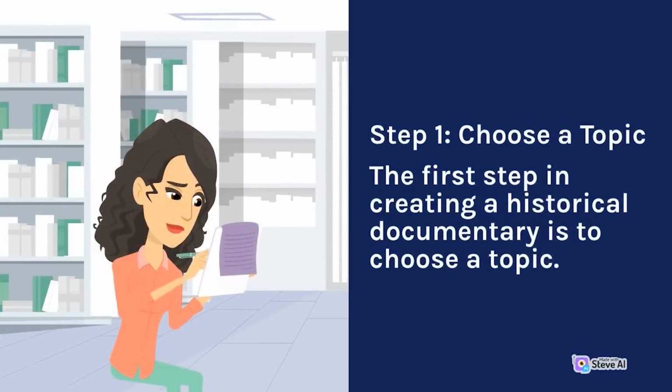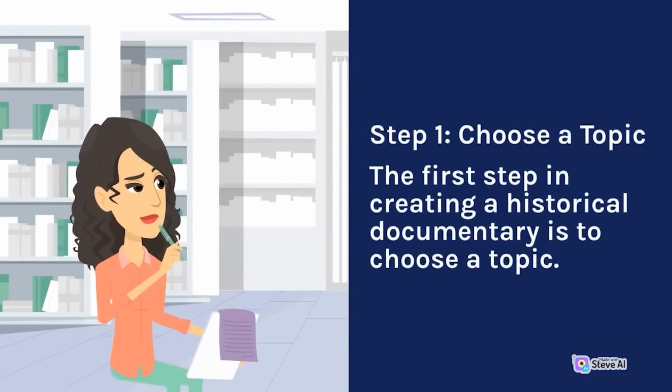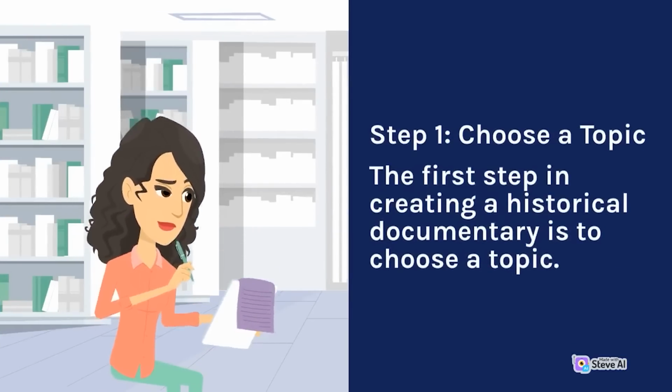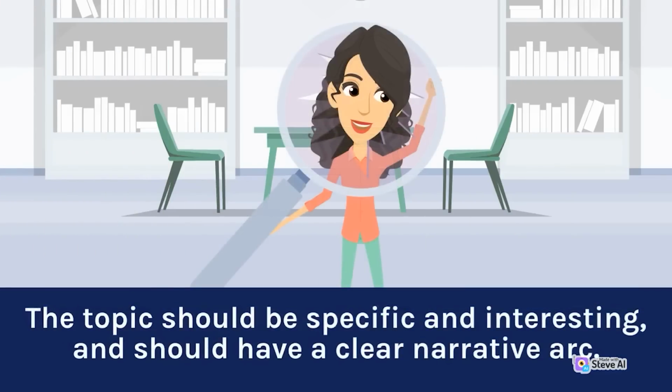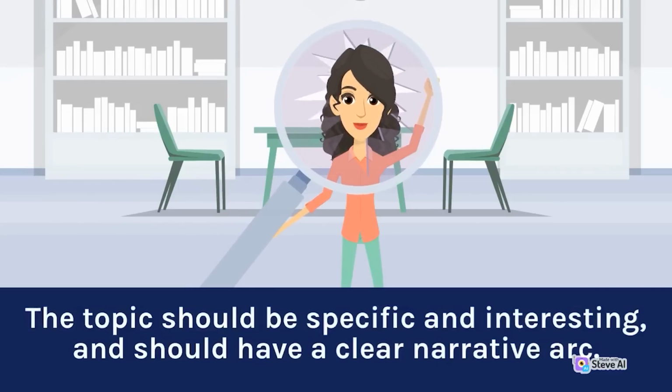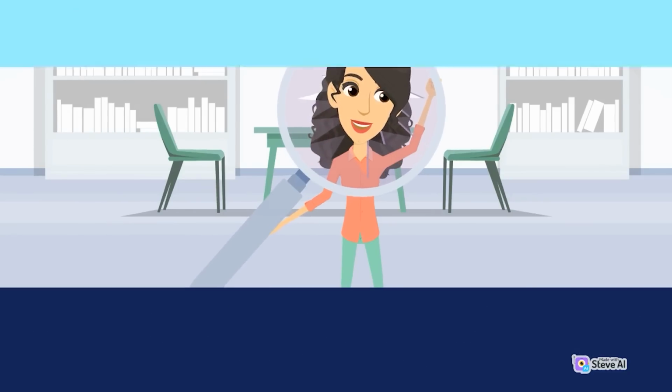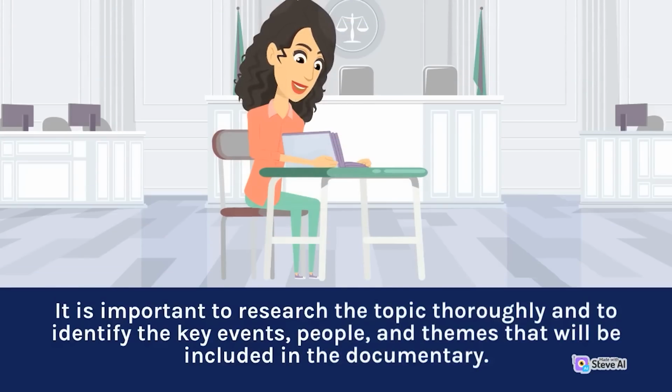Step 1. Choose a topic. The first step in creating a historical documentary is to choose a topic. The topic should be specific and interesting, and should have a clear narrative arc. It is important to research the topic thoroughly and to identify the key events, people, and themes that will be included in the documentary.